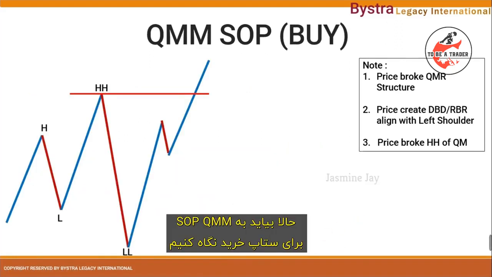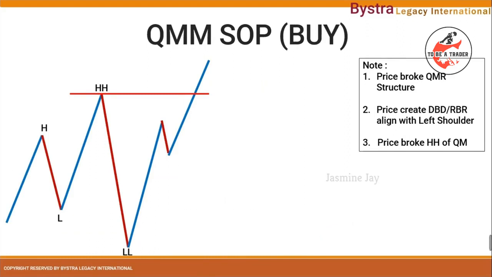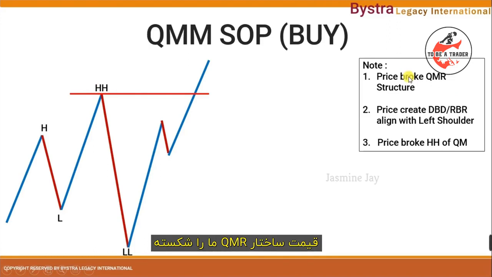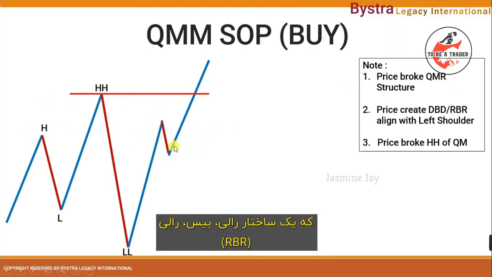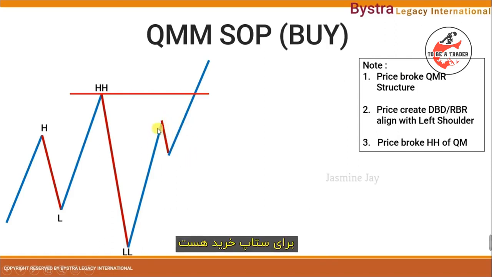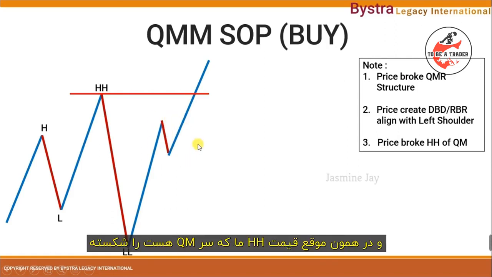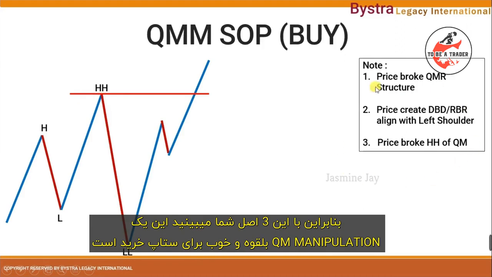Now let's look at the QM manipulation SOP for buy setup. The same goes with the structure. They have a high, low, higher high, lower low. Now price has broken the QMR structure and has created an entry point for us, which is the rally base rally for buy setup. At the same time, price has broken the higher high of the QM head. Therefore, with these three, we can see that this is a potential QM manipulation for buy setup.